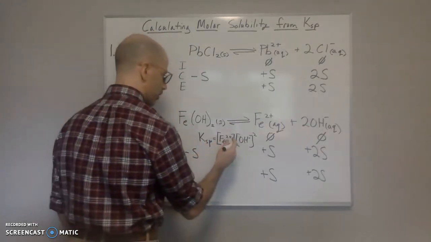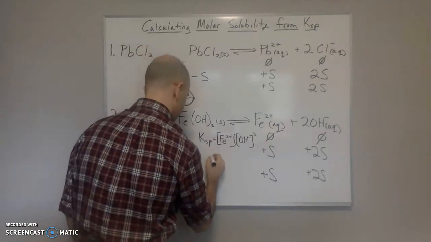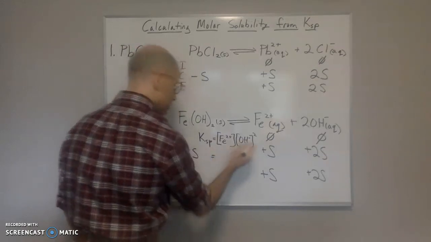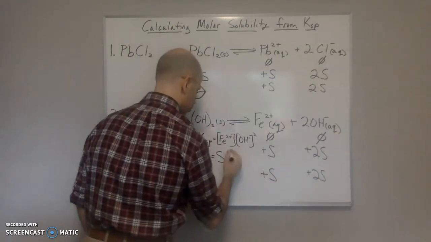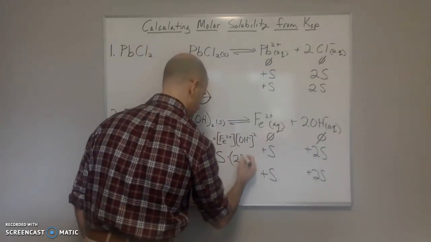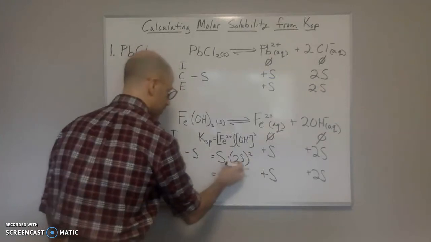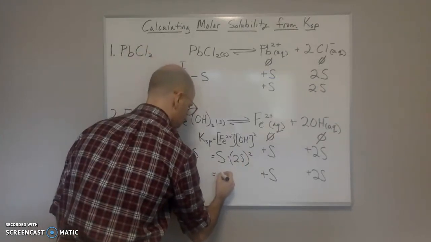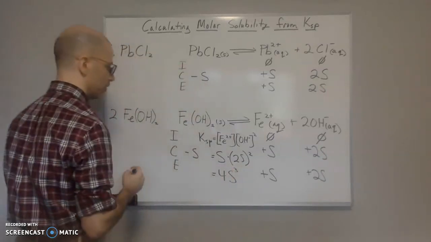And then we just put in our equilibrium value. So again, this is going to be equal to s multiplied by 2s squared. And again, it's going to be s times 4s squared, which is going to give us 4s cubed.